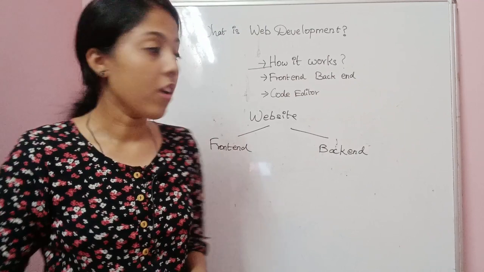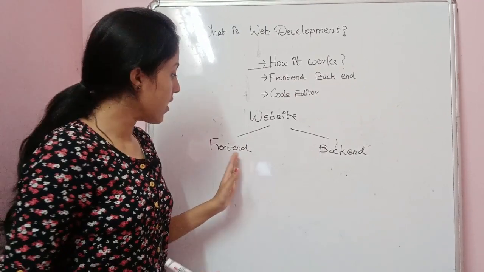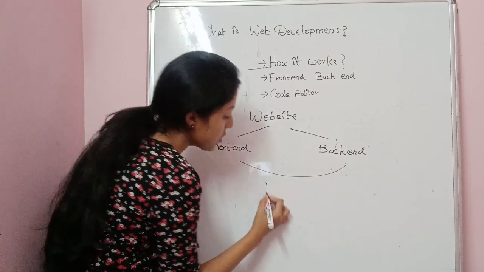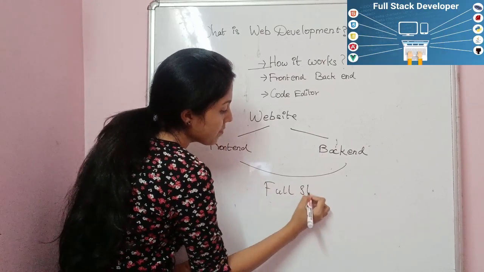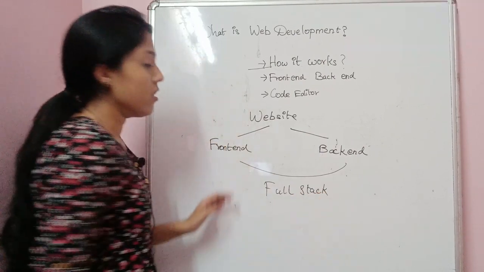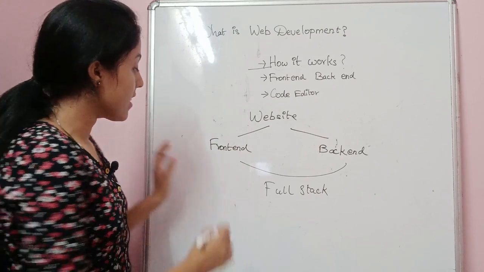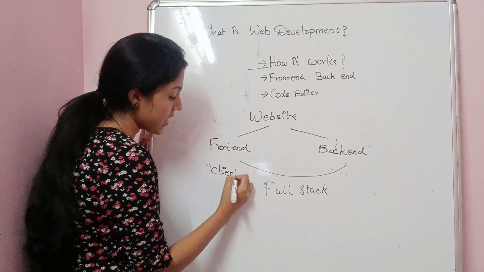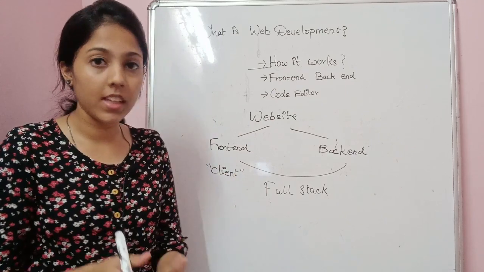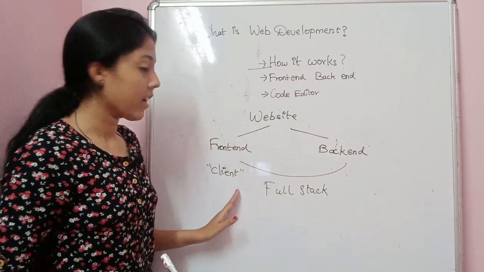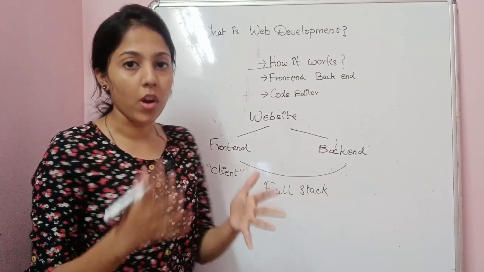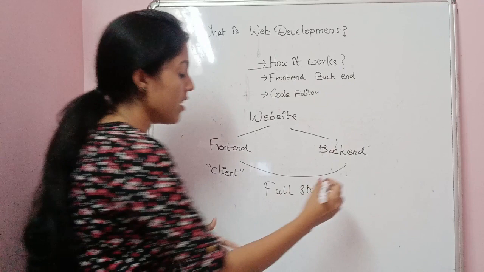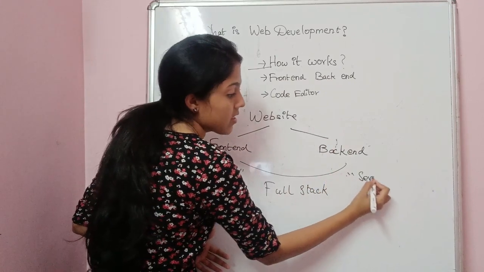The website falls into two categories. The first one is front end and the second one is back end, and combined they are called full stack. So what is front end? Front end is actually the client side. As I said before, whatever you are seeing in the website comes under client side, and back end is what you will not be seeing. All the functions happen at the back side of the website. So this is called server side.